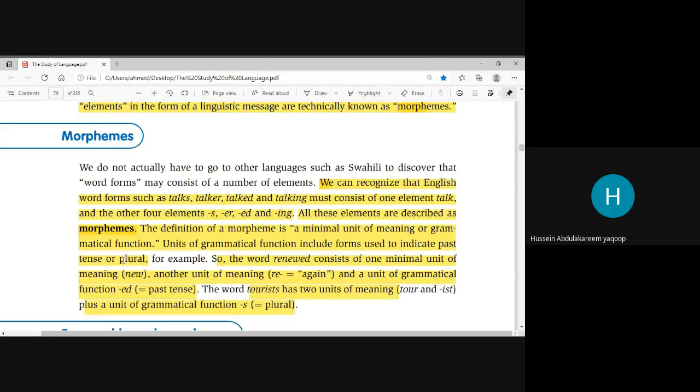And here we have what? Here we have another benefit or significance to the study of morphology, because it helps us differentiate between the forms. Here we talk about tense when we add the third person singular S, the same S that may be understood as a plural when we deal with nouns. Okay, so here we have an example. You see, renewed.